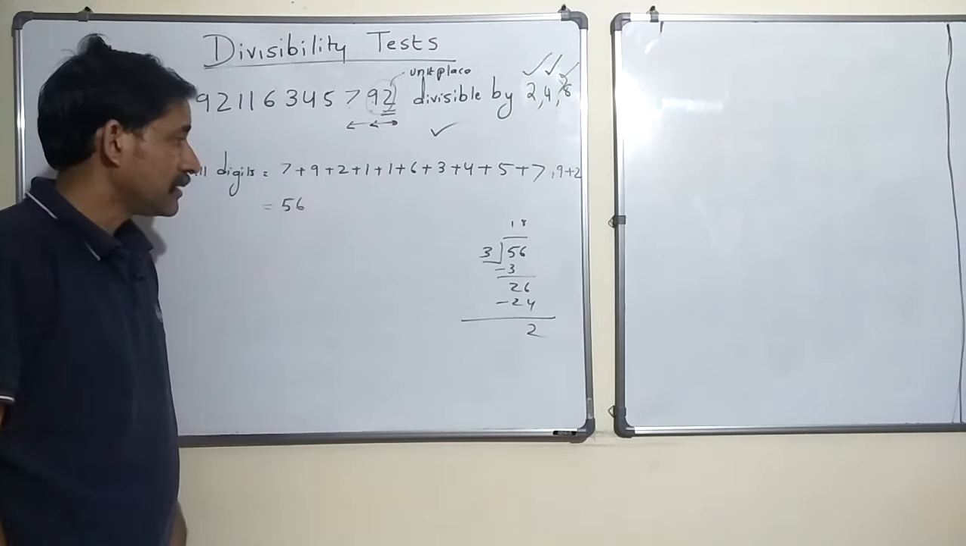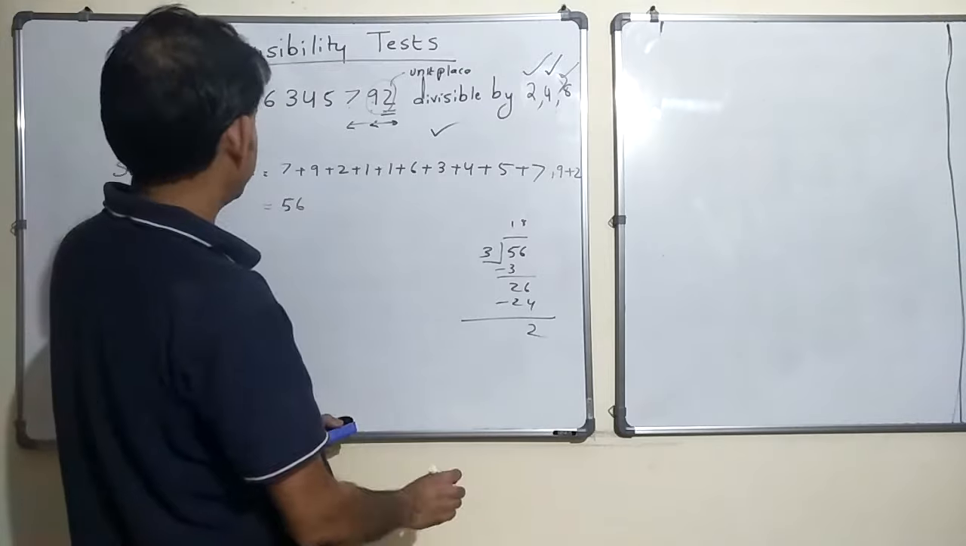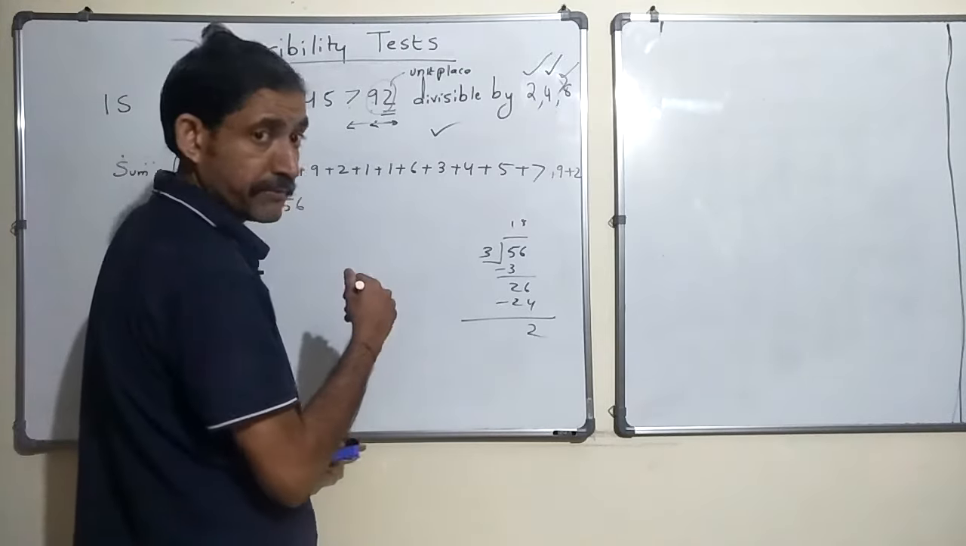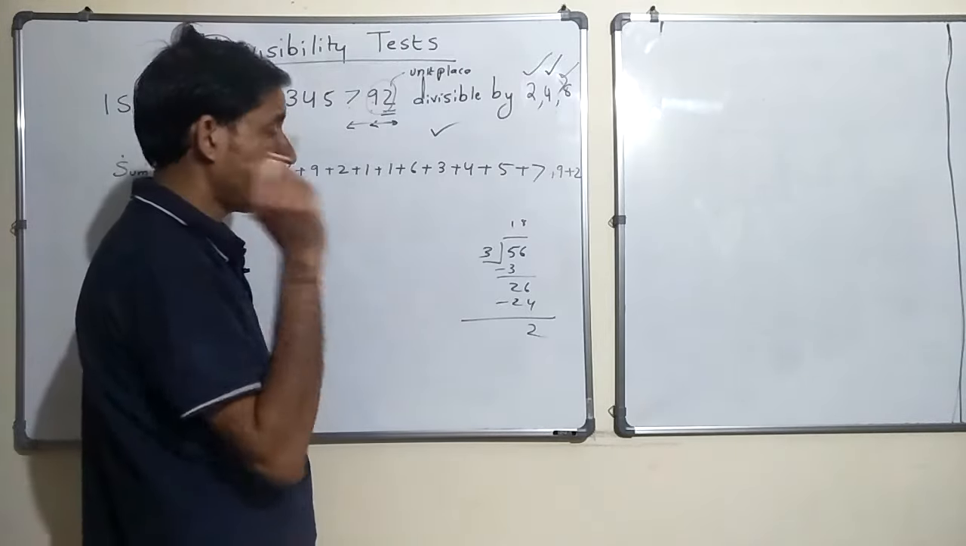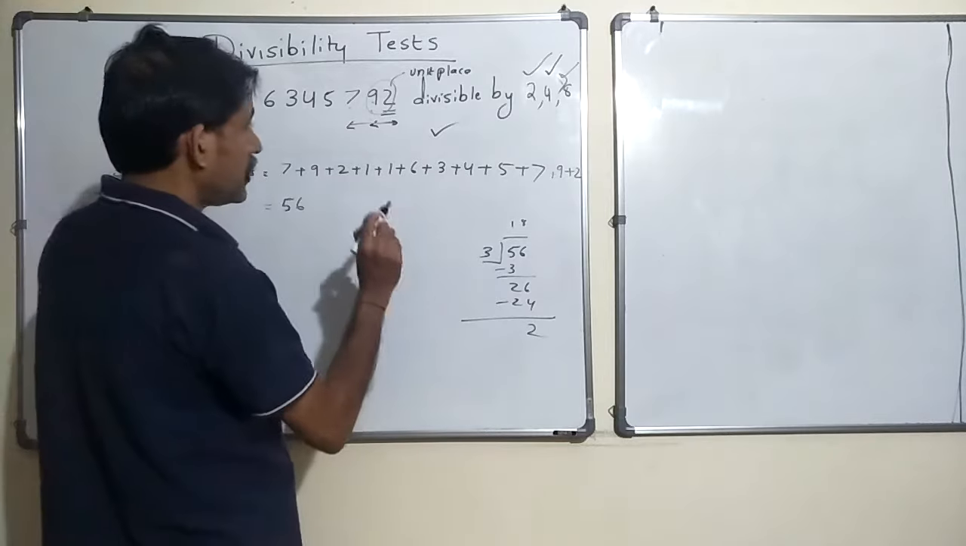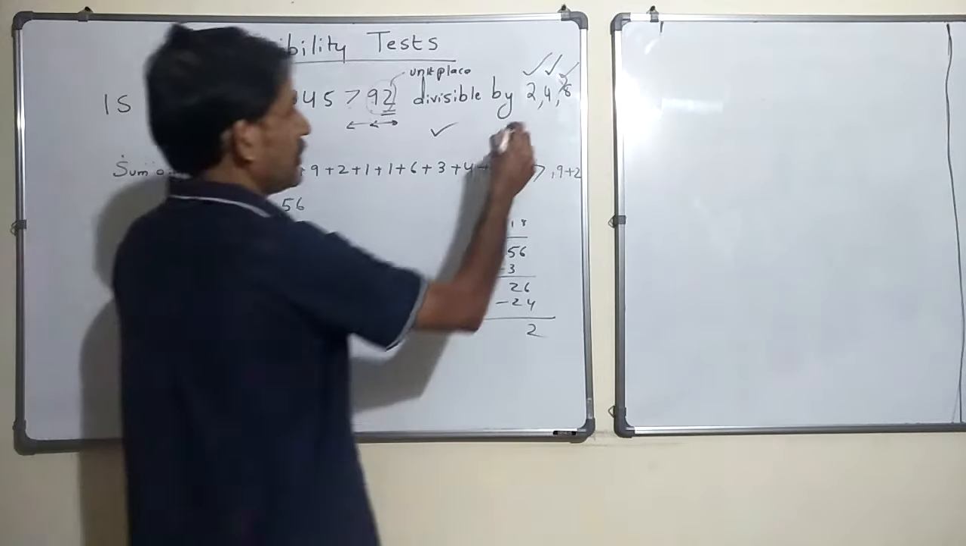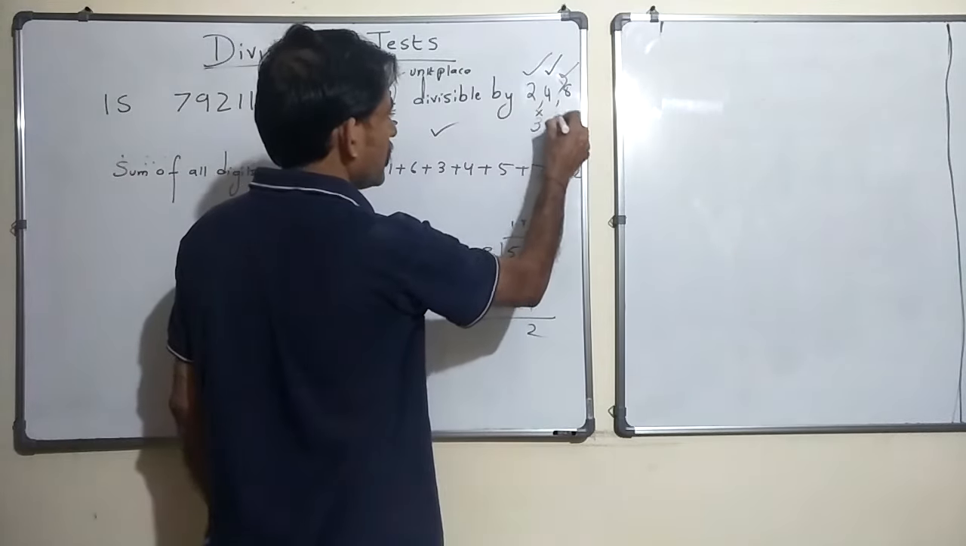How about 9? 9 also it is not divisible. 9 fives are 45, 9 sixes are 54. So it is not divisible by 3 and 9.